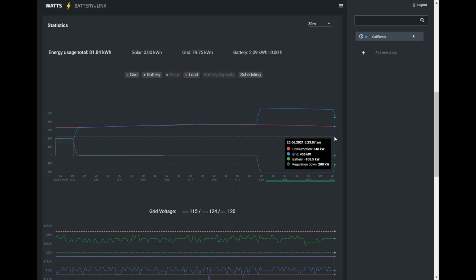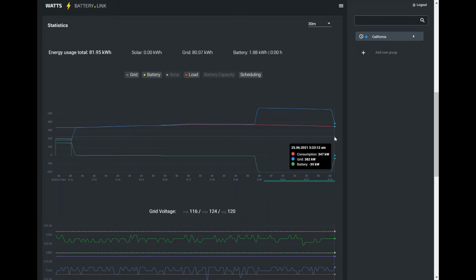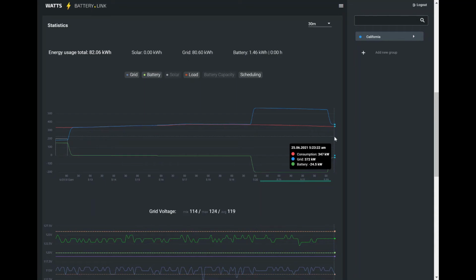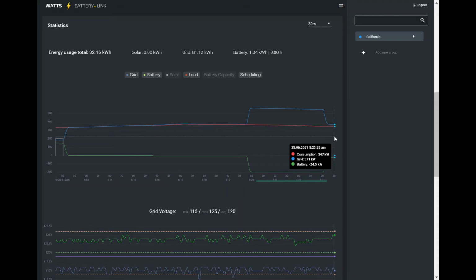Okay, now we are at 5:23 and we can see that the regulation down service is ending and the amount of grid power is returning back to its previous state. Now in 2 minutes, we expect to see the opposite behavior where regulation up will take place, and we expect to see that we're going to be reducing the grid power and also increasing the VATS battery power.